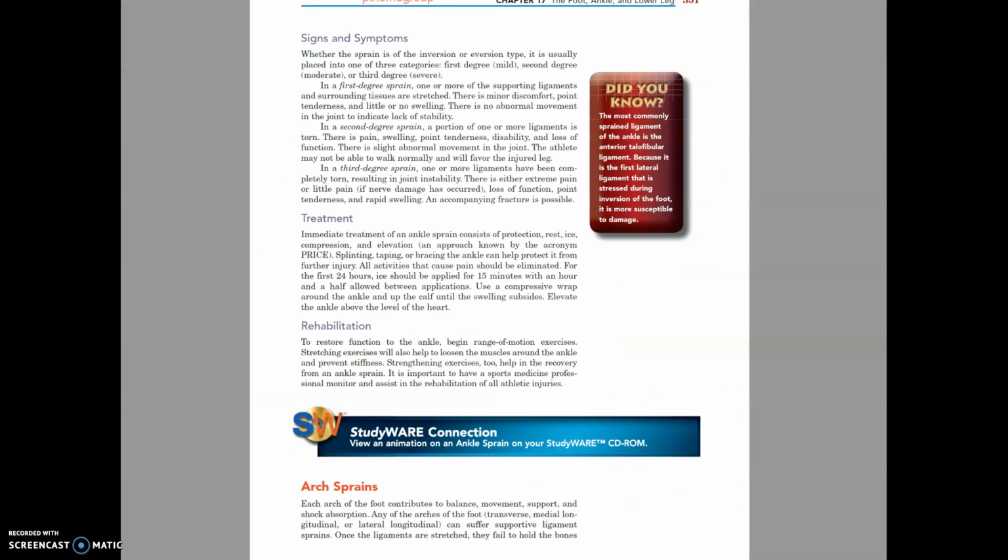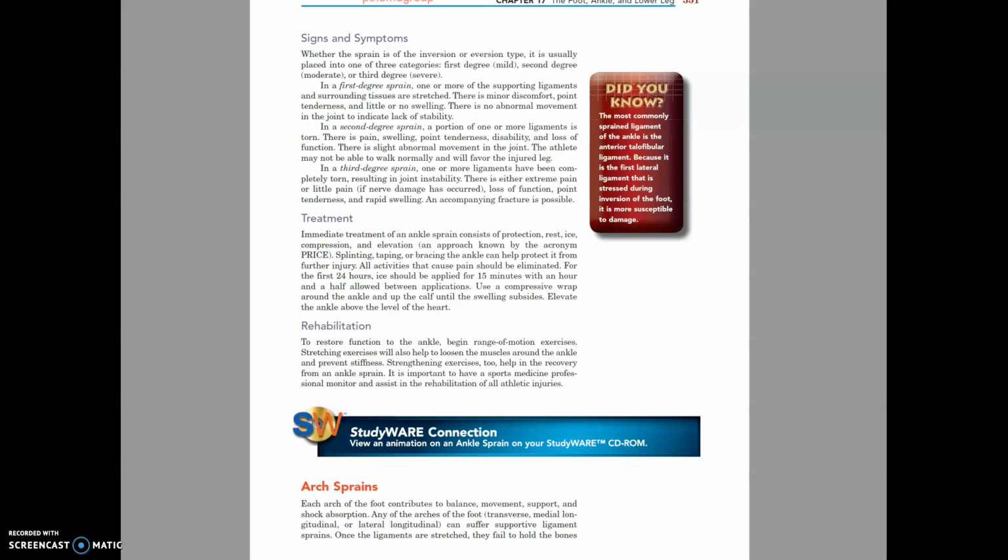The textbook has those 3 degrees listed on page 351. First degree sprain, one or more of the supporting ligaments are stretched. There's minor discomfort, point tenderness, little or no swelling. Second degree sprain, a portion of one or more of the ligaments is torn. So enough force to tear the ligament is also enough force to tear the blood vessels, hence there's generally some ecchymosis involved in a second degree sprain. Point tenderness, disability, loss of function. There might be some abnormal movement of the joint, and you might find some laxity.